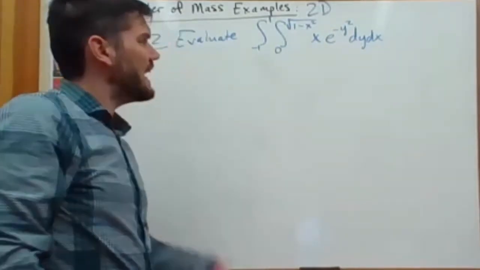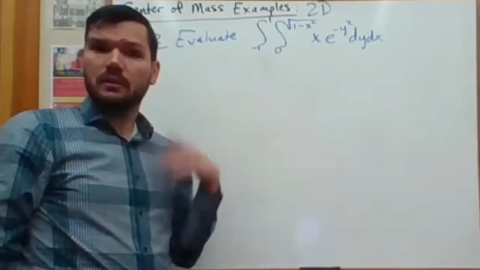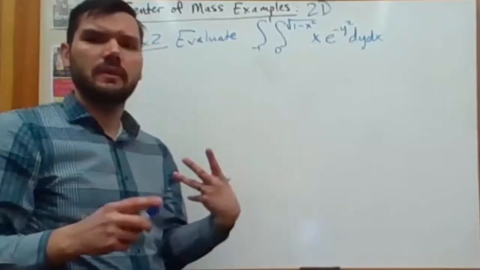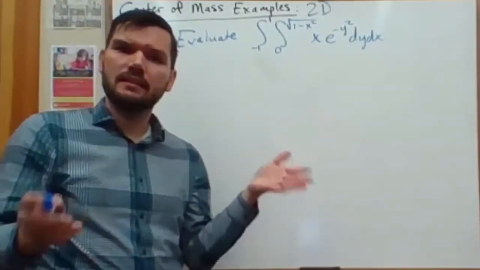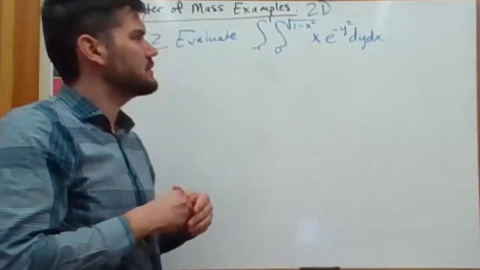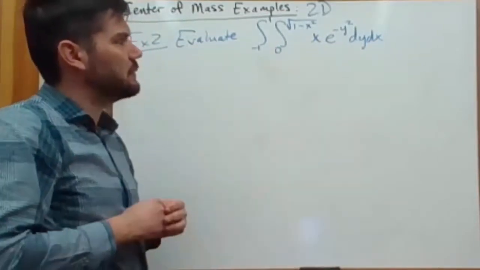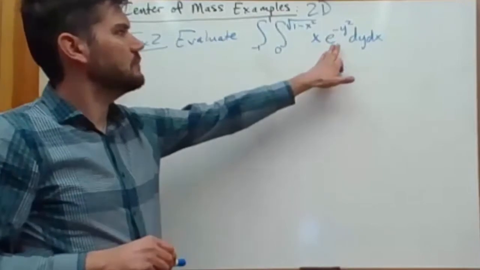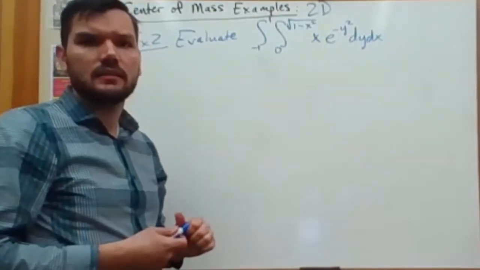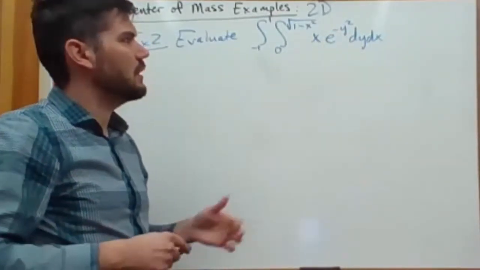This one's a little bit different. We're asked to evaluate a double integral. We have no information, but it happens to be in the section on center of mass. So first, can we integrate directly? No, because we have that e to the negative y squared dy.